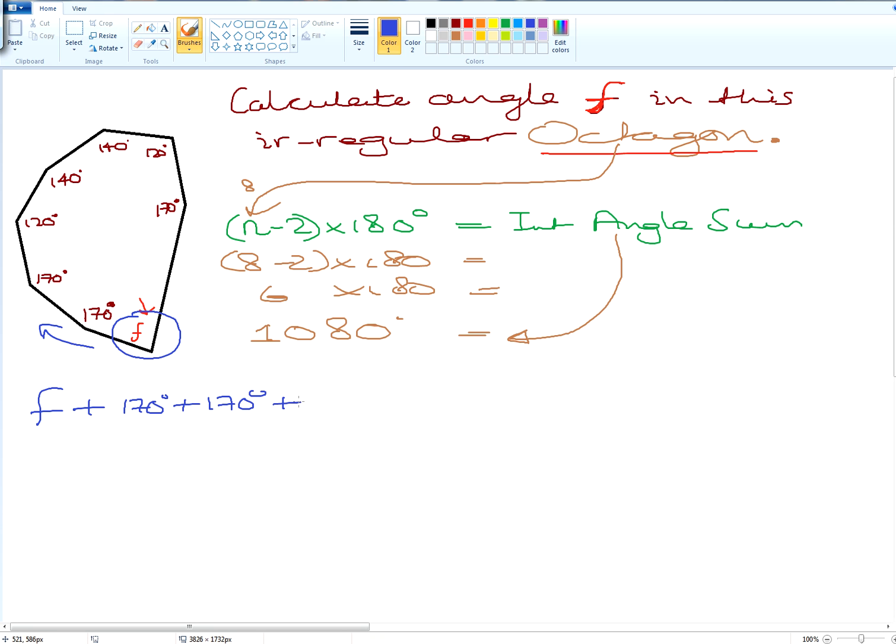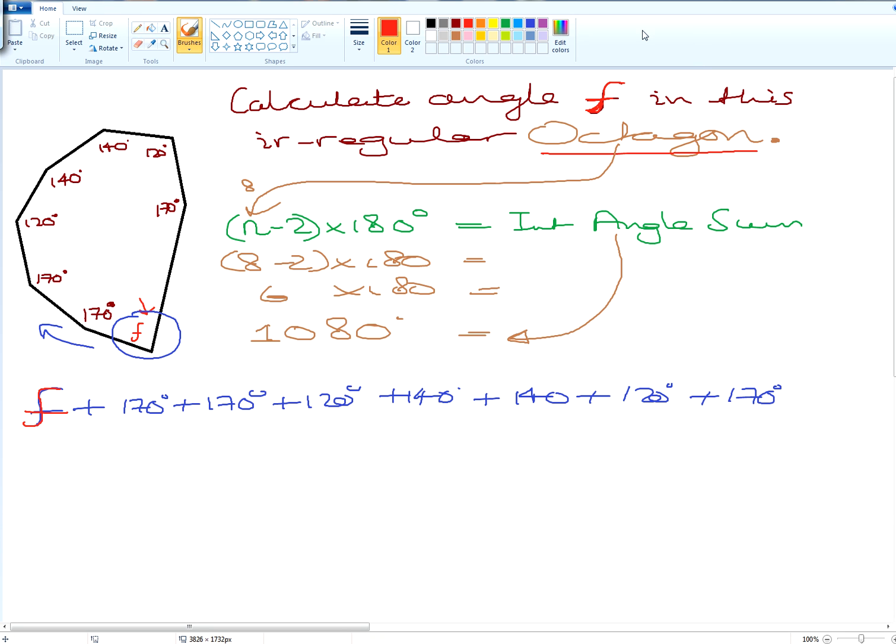170. Add 120. 120 add 140. Add 140. Add 140 again. Add 180. 20. Add 120. Yeah. 170. And add 170. 70. So all of these added together with the F. Let's make the F red, just keep the theme running the same.